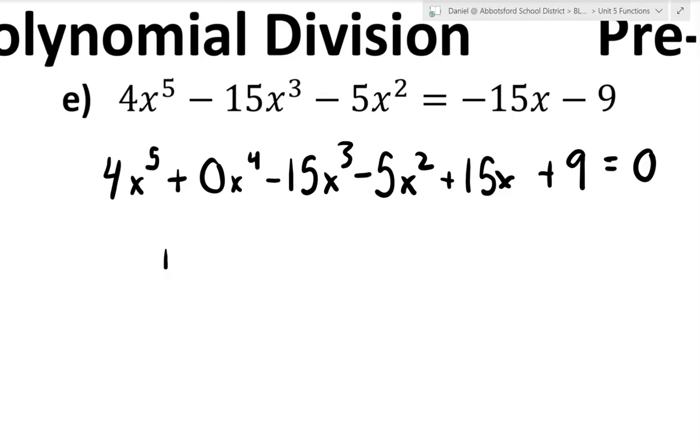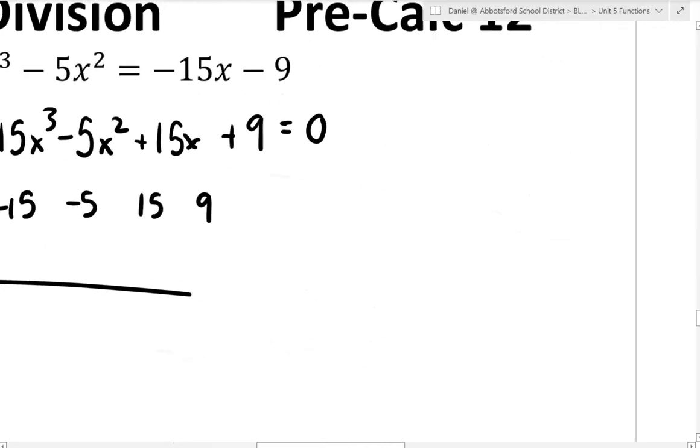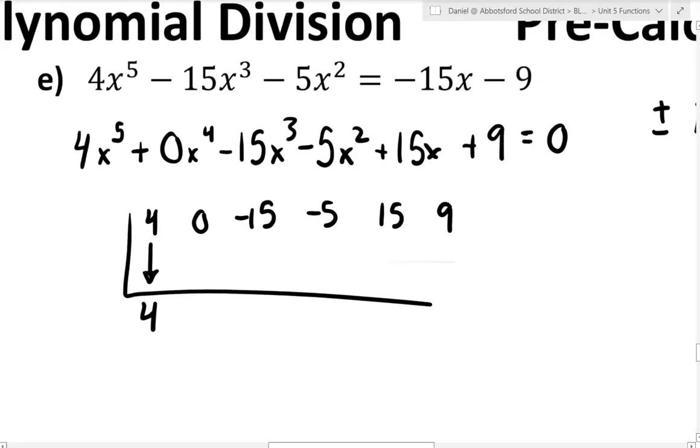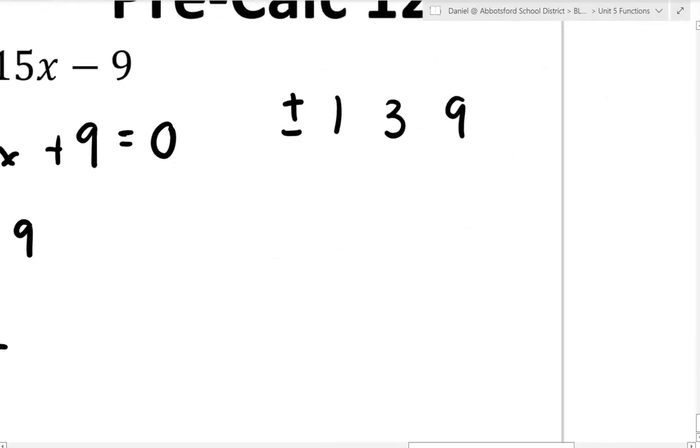So I'm going to start here. I'll write this out: 4, 0, -15, -5, +15, and +9. This will be carried down as a 4. So what am I going to try? I'm looking at 9: plus or minus 1, 3, and 9. Those are all factors. Now, one thing that's worth noting in all of this, and I haven't actually done it, is if the number in front is not 1, we actually have to include it as a possibility.